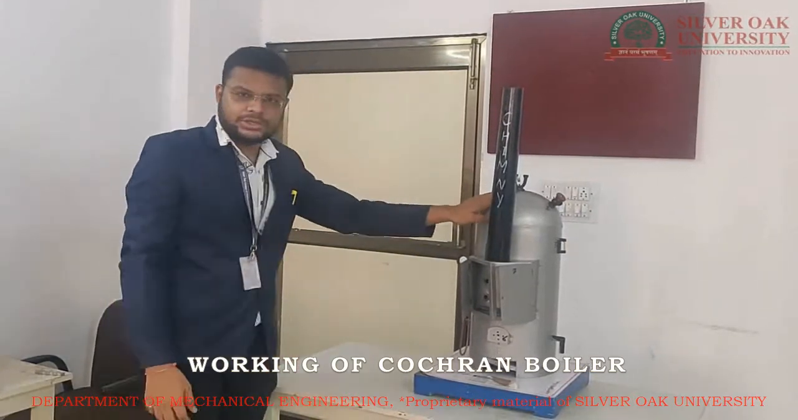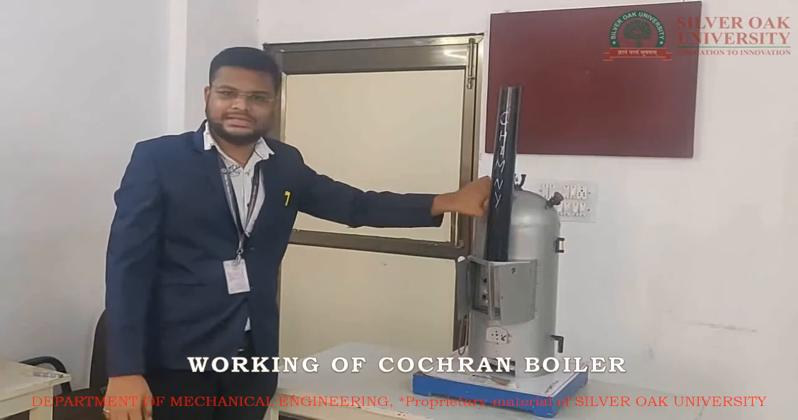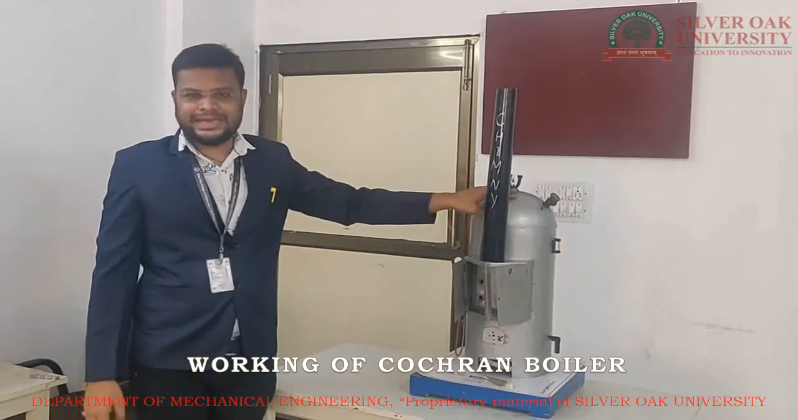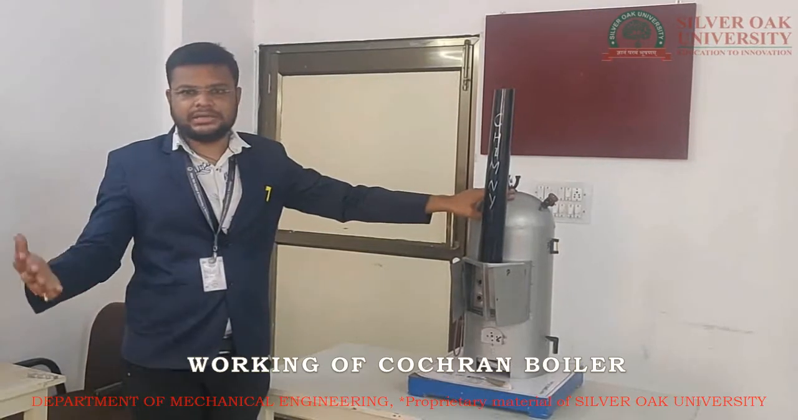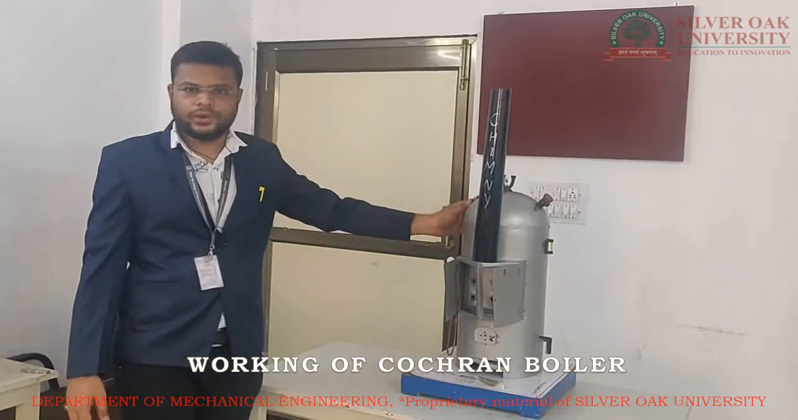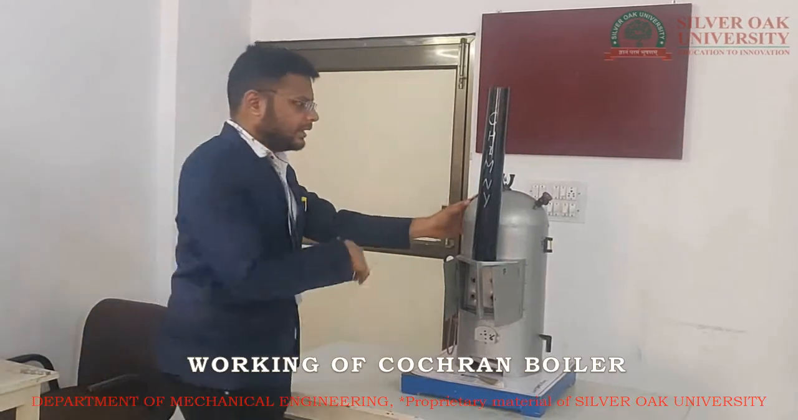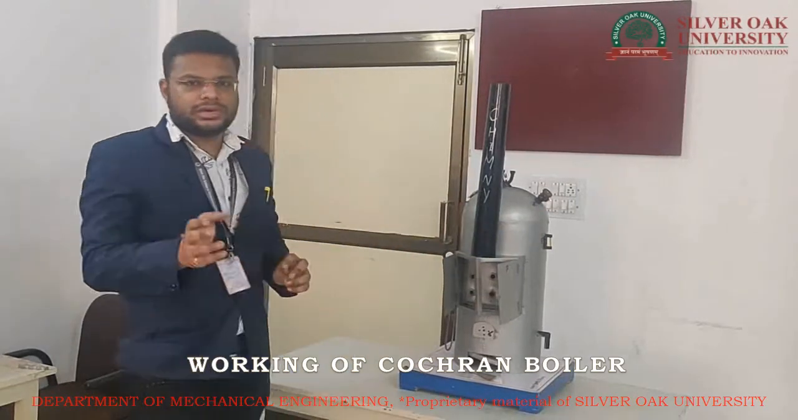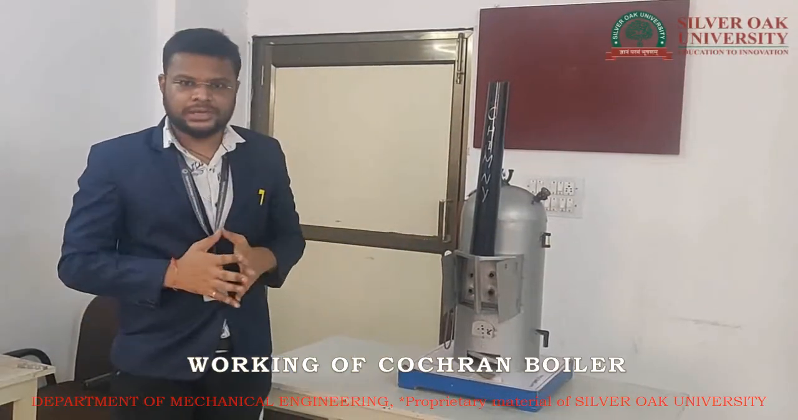Now here at the top of the boiler, you can see that this is the safety valve, which is used to remove the excess pressure which is higher than the safe limit. Here this is the manhole, which is used for the maintenance of the boiler. And on this side, this is the steam stop valve, which is used to regulate the supply of the steam.